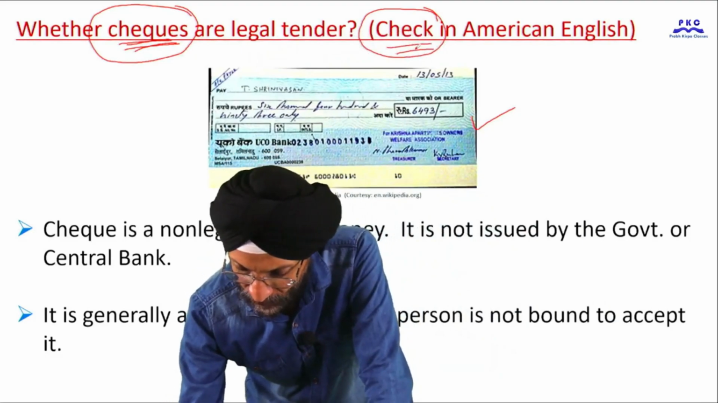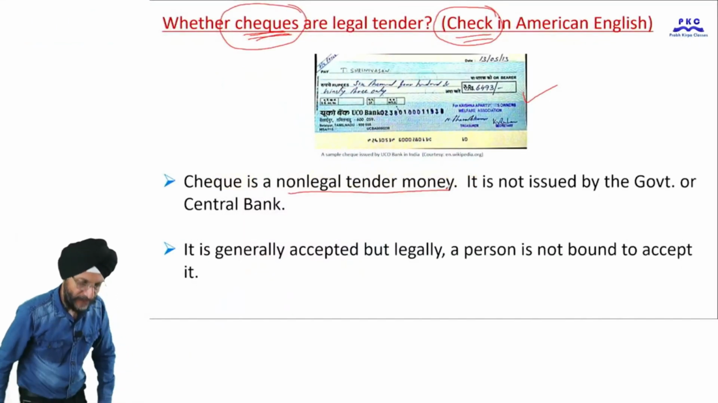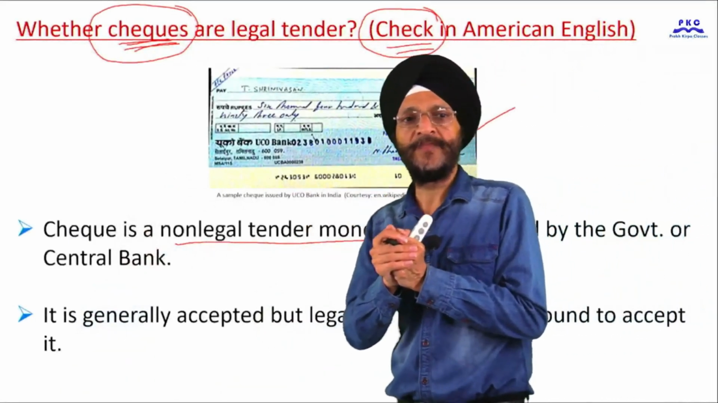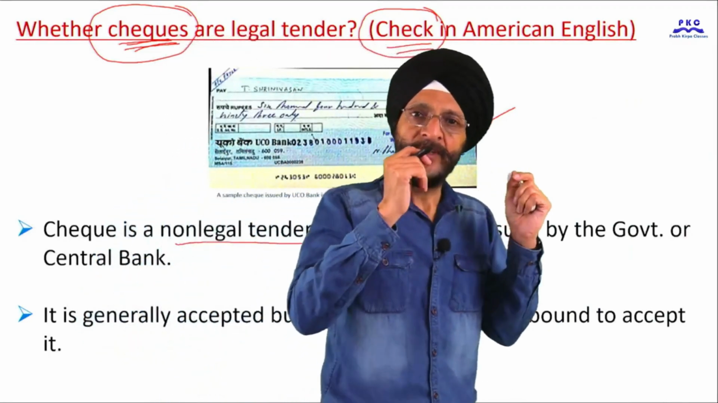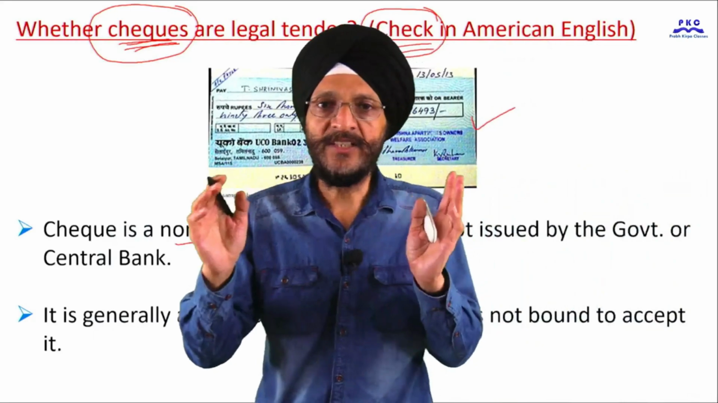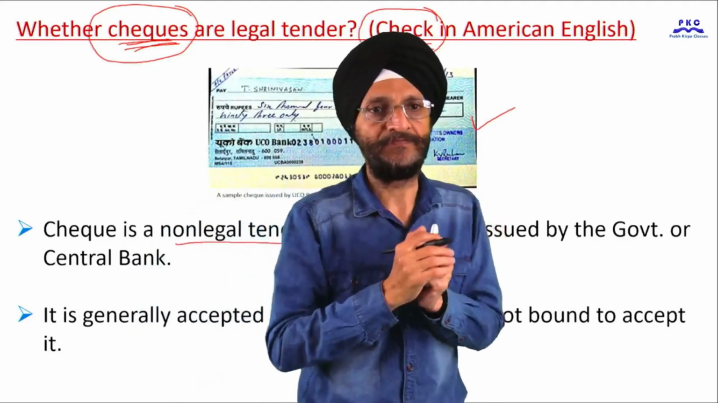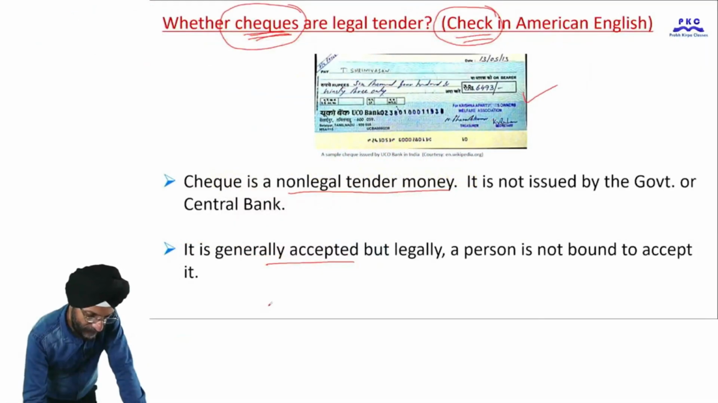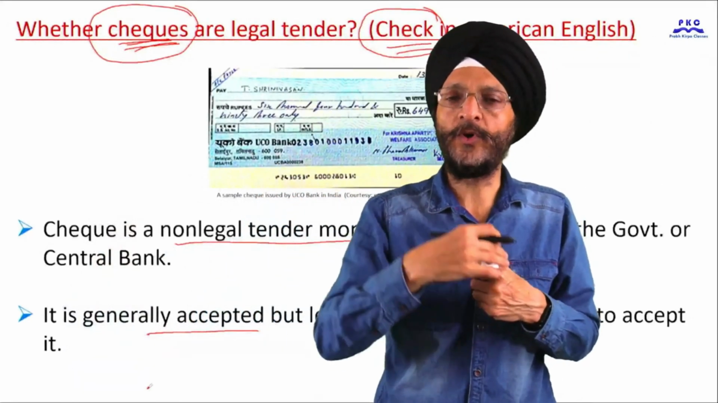Here you have before you one of the examples of checks. Checks is a non-legal tender money. It is not issued by the government of the country nor by the central bank of the country. If we are living in India, it is not issued by the government of India, and it is also not issued by the Reserve Bank of India, which is the central bank in India. It is generally accepted for the purpose of making transactions while buying goods and for availing services.